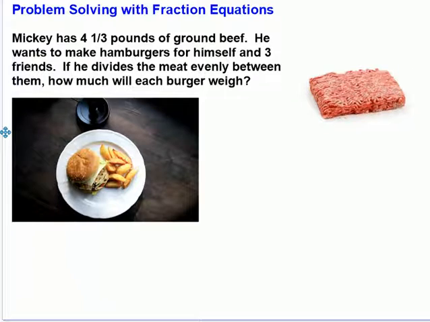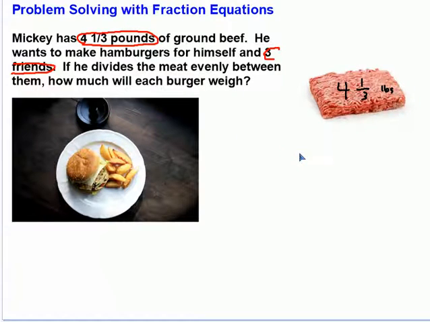Here's another problem. Mickey has 4 1/3 pounds of ground beef. He wants to make hamburgers for himself and 3 friends. If he divides the meat evenly between them, how much will each hamburger weigh? The problem tells us that Mickey has 4 1/3 pounds of ground beef, and he wants to divide it up among himself and some friends.